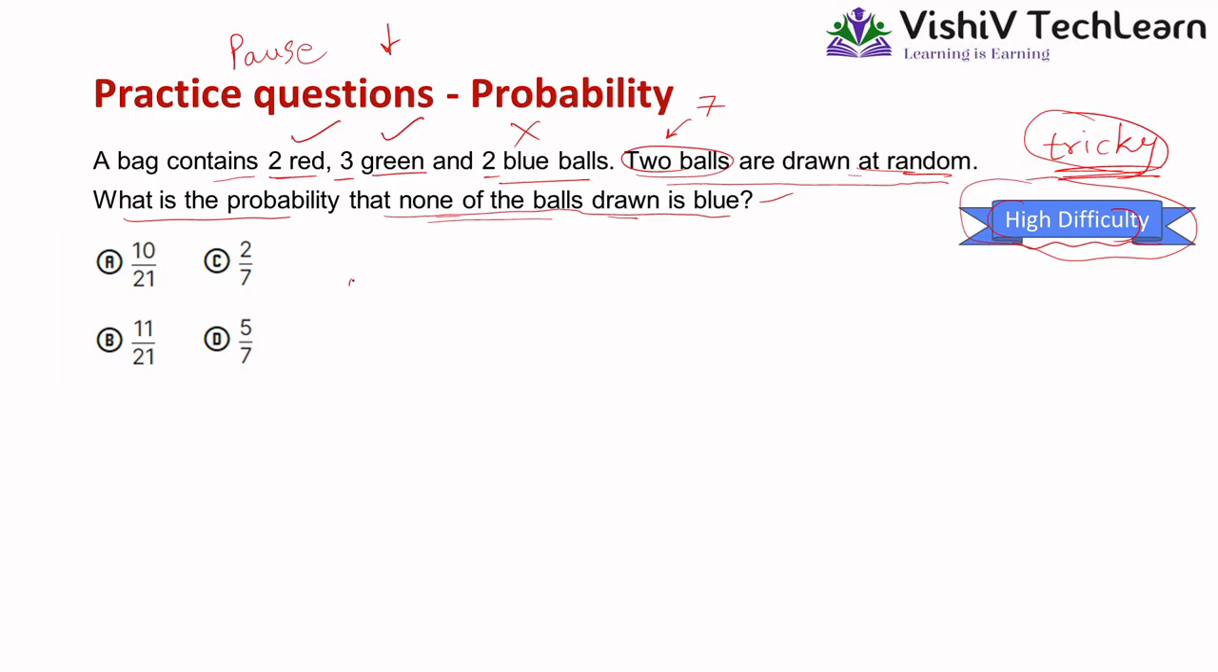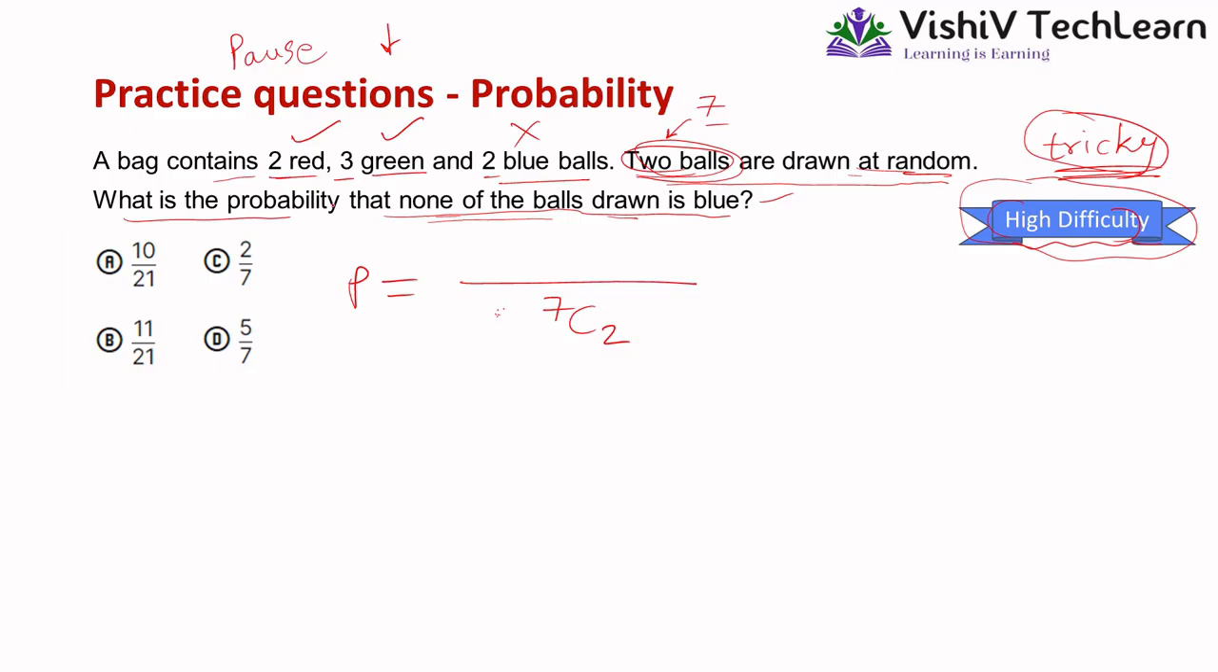So as I said, we have to calculate probability. Probability will have a numerator and a denominator. The numerator is the desired event, the denominator is total possible outcomes. Now let's talk about total possible outcomes first. We have to select 2 balls out of 7, so it can be done in 7C2 ways. Very simple. We can select 2 balls out of 7 in these many different ways.